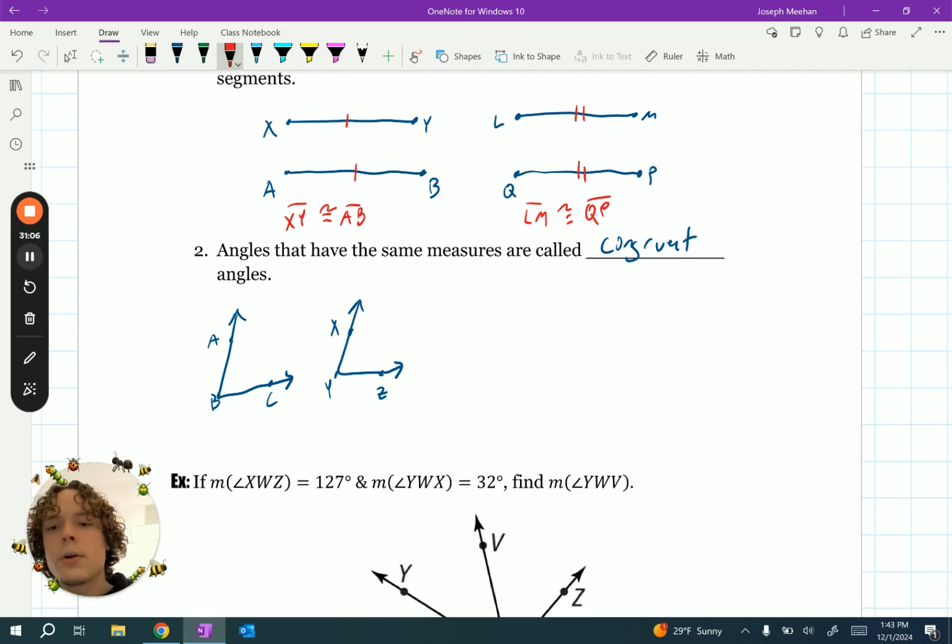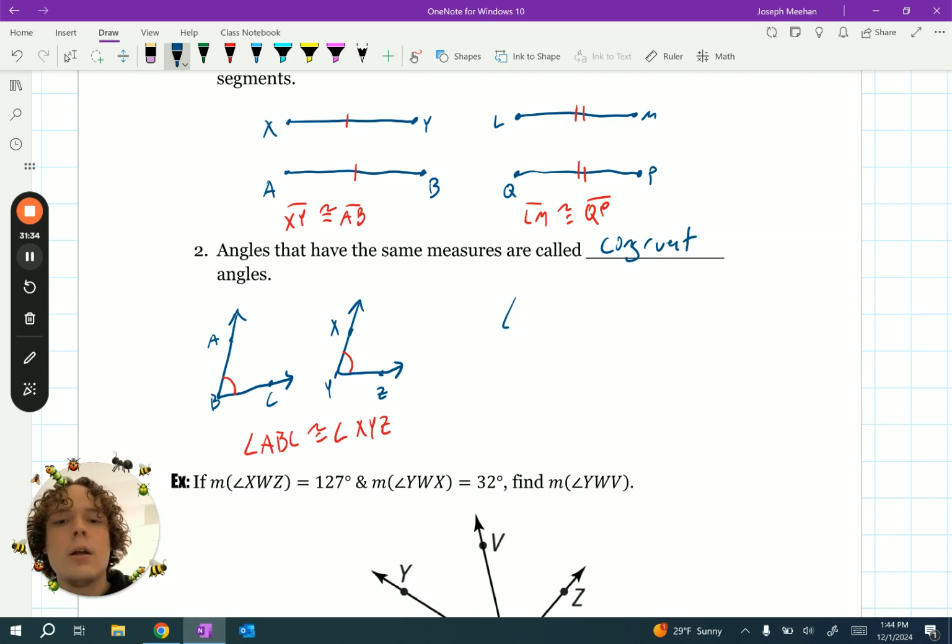If we wanted to say these angles were congruent, we can't really put hash marks, right? Because then we're talking about the lines or the segments, the rays, right? So we put these arcs on the angles right there. And so one arc and one arc, that means those angles are congruent. So we would say angle ABC is congruent to angle XYZ. There we go.